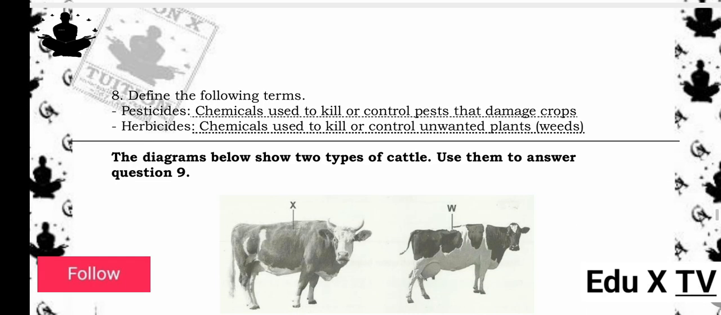8. Define the following terms. Pesticides. Chemicals used to kill or control pests that damage crops. Herbicides. Chemicals used to kill or control unwanted plants, weeds. The diagrams below show two types of cattle. Use them to answer question 9. 9. Name the types of cattle shown by the diagrams labeled X and W. X. Beef cattle. W. Dairy cattle.